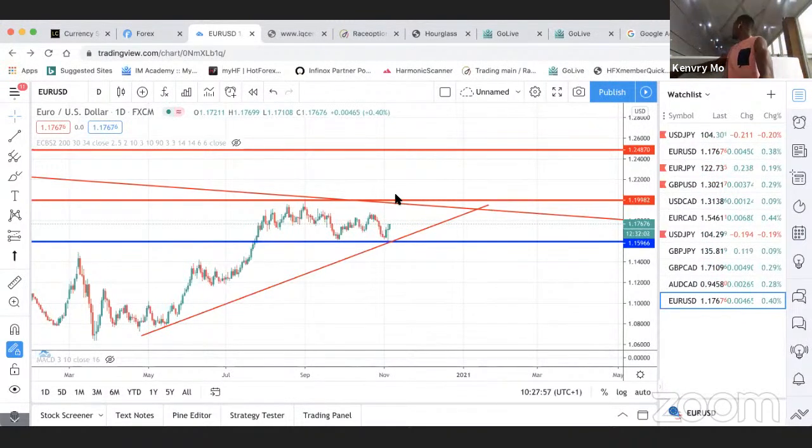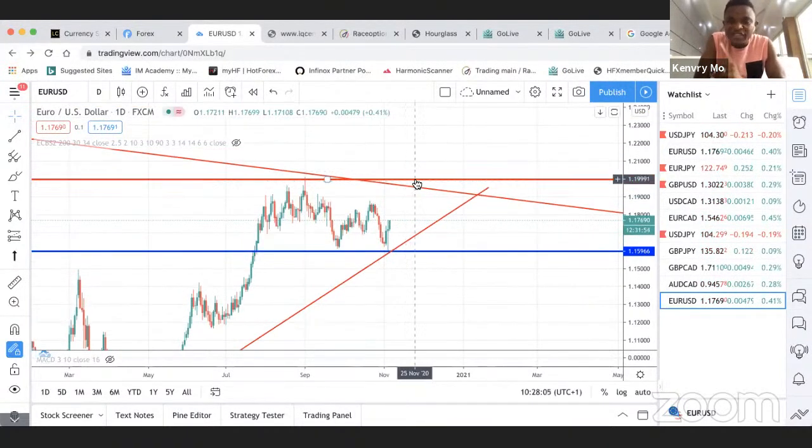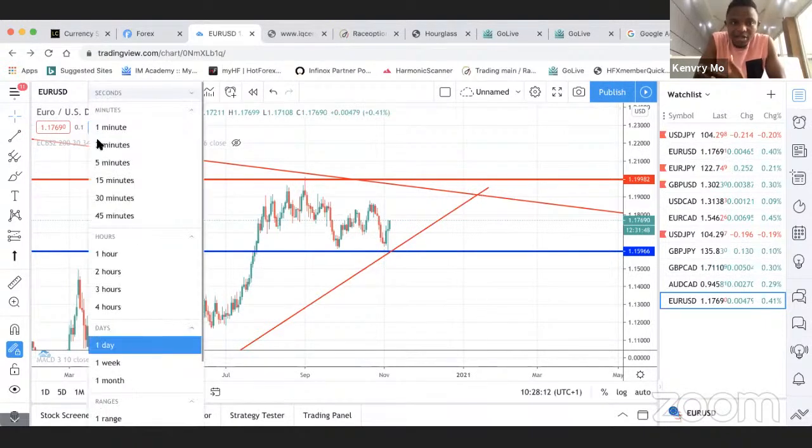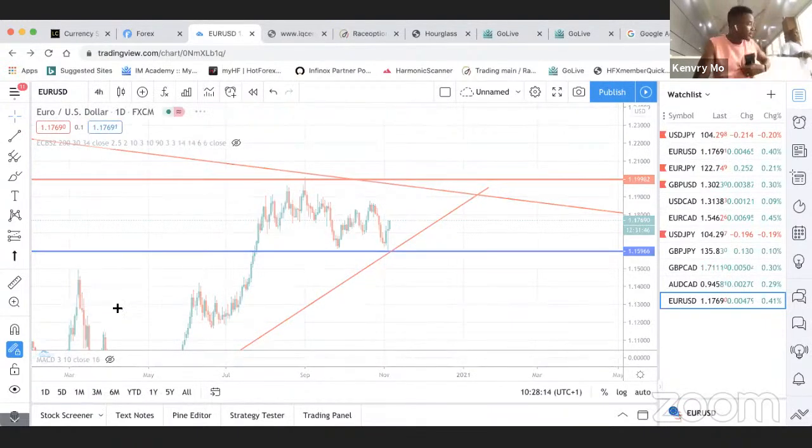Where is the extension that we did? All right. So I know that this area is my area of sell. This confluence is my area of sell. All right. So I know what the daily is talking about now. So I go to the 4 hours. Yeah, bring the extension.